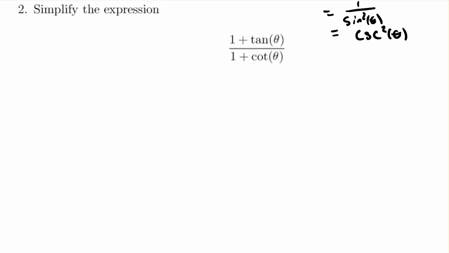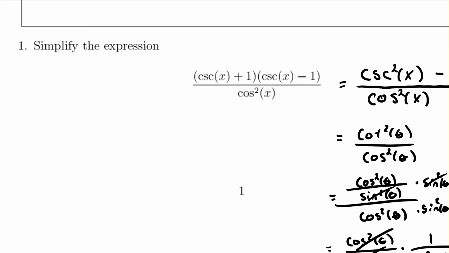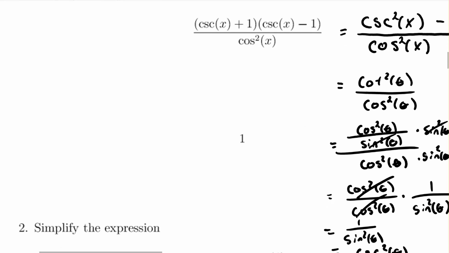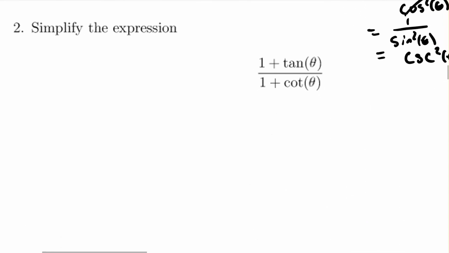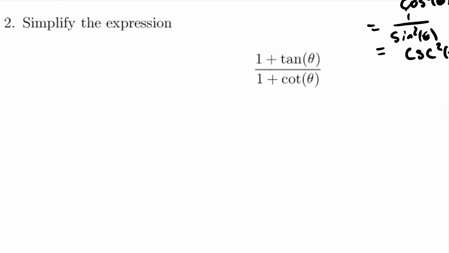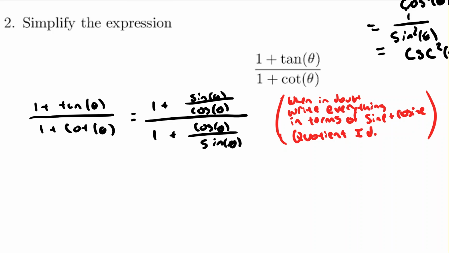Now, in the last video, the first step, I was able to recognize that I had algebra that I could do. So I could multiply out these factors. Here, there's not really any algebra you can do in the first step. And since there's no squares anywhere, there's no Pythagorean identities I can apply either. So this is a good instance of a when in doubt, write everything in terms of sine and cosine. So the way we can do that is by using our quotient identities to rewrite tangent and cotangent in terms of sine and cosine. So here you can see I used my quotient identities and did that.